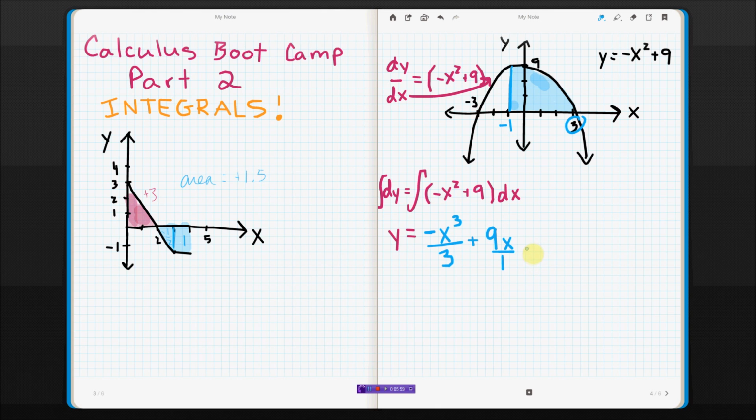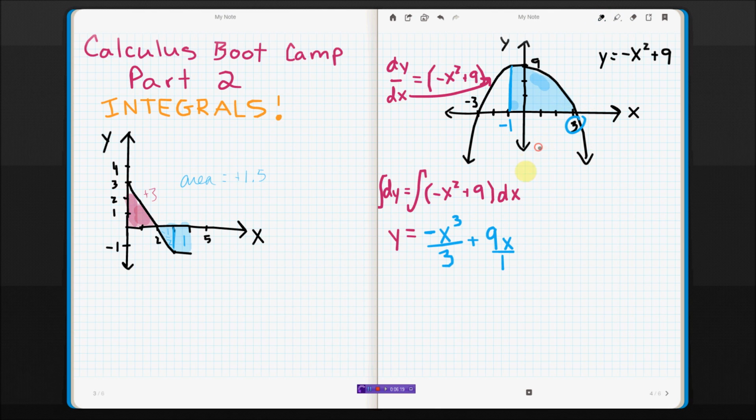Okay. Now, if I was doing an indefinite integral, I would do this, plus a constant. And that constant could be anything, which is why that's not very useful. Instead, I'm not going to do that. I'm going to put limits on this thing. Limits are these little numbers.